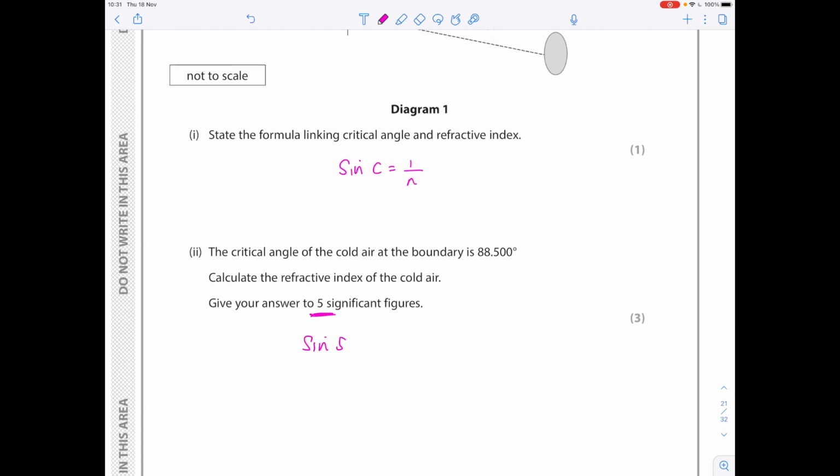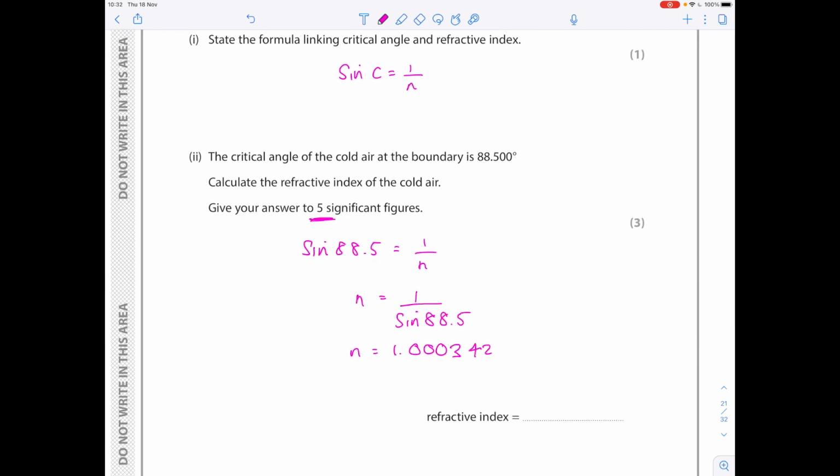So sine 88.5 equals 1 over n, which is what we're after. So to find n, do cross multiplication, which looks like this. So this is a long number in your calculator. So to 5 significant figures, there's number 1, 2, 3, 4, 5. So the answer is this.